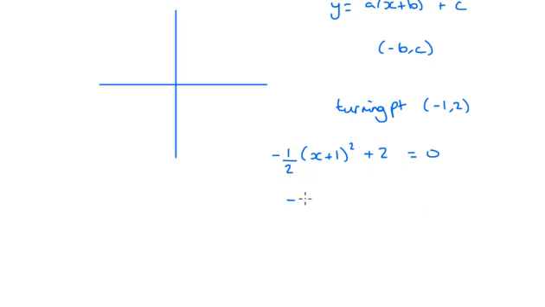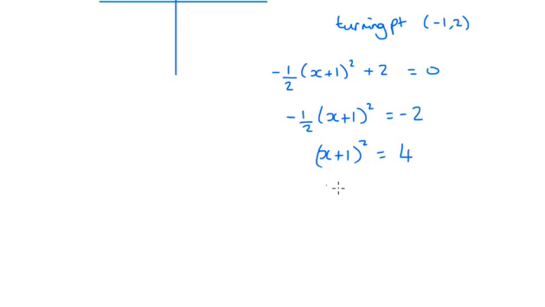So to solve this, I'm going to move the +2 to the other side. I'm going to times by -2 to get rid of this. So that's going to become +4. I'm going to square root both sides, which means this will be 2 or -2. And then I'm going to take away 1. So if I take away 1 from here, I get 1. Take away 1 from here, I get -3.